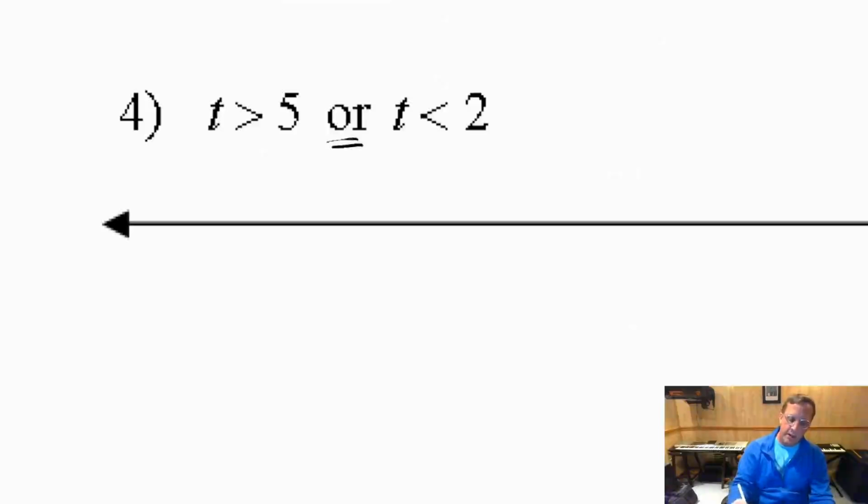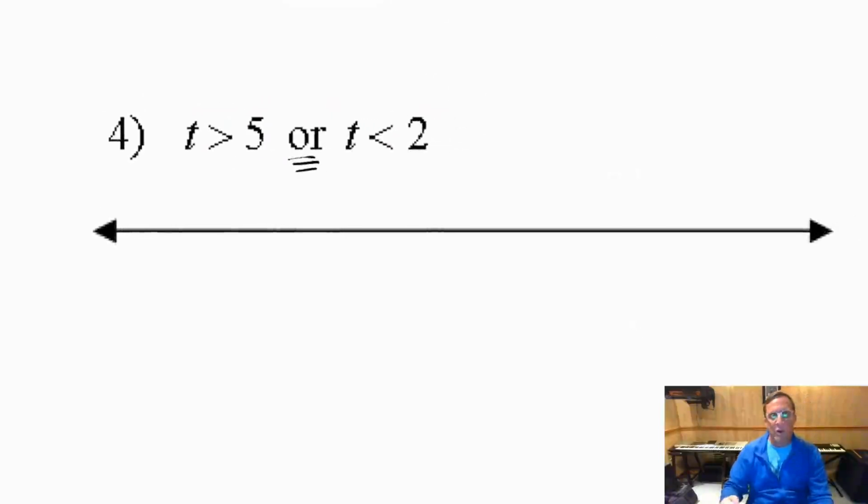Now number 4 is our first one that has "or," which is another way to talk about a disjunction. Disjunctions, conjunctions mean, like, they're coming together. Disjunction means they're doing the opposite, going apart. So let's go ahead and let me graph this.